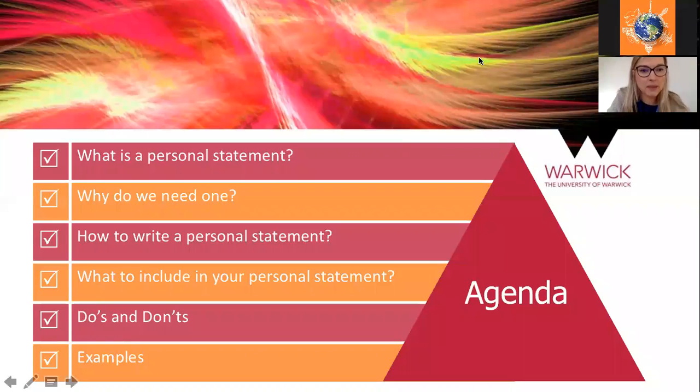Are we happy to look at the examples? Do you guys want to have a look at some of them? Again, quite interactive, so be prepared to type in your answers.